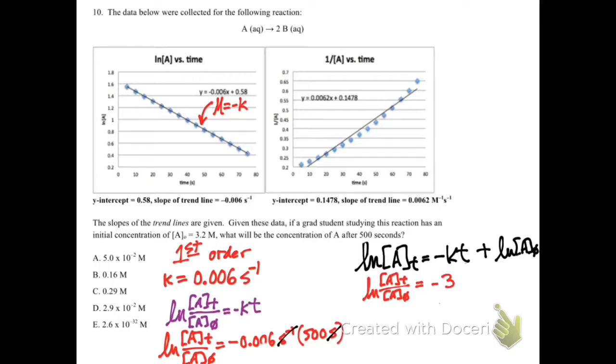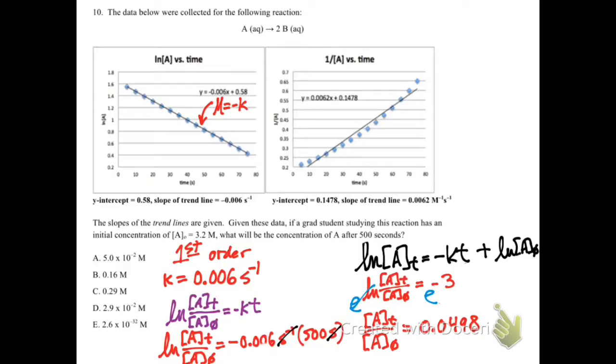Now to get rid of that natural log, what can we use? An axe. Haha, get it? Like natural log. Zing! All right, we can use e, Euler's constant. And that's going to effectively cancel our natural log and give us our ratio of a sub t to a sub 0. So we end up getting that a sub t divided by a sub 0 equals 0.0498.